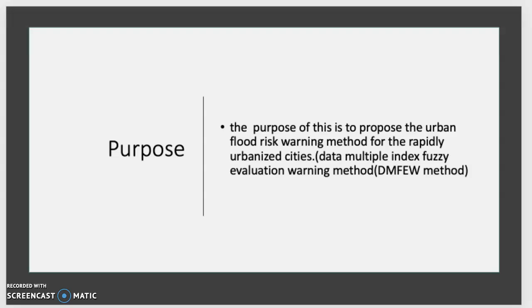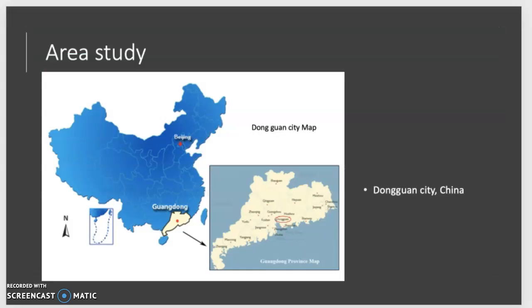Because due to urbanization, most cities don't have a better drainage system. Every flood causes a lot of people to die and a lot of property loss. So the article chose Dongguan city as the study area because it is located in southeast China, in the Pearl River Delta. Like this small map, there is Dongguan city.